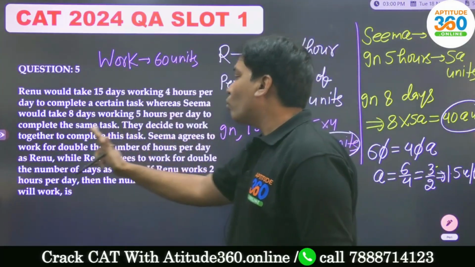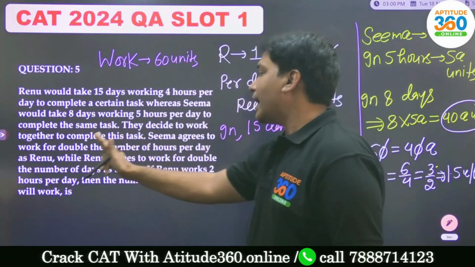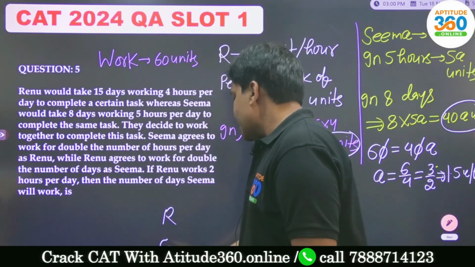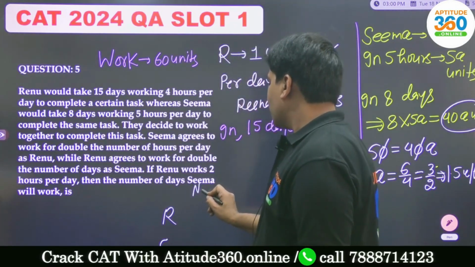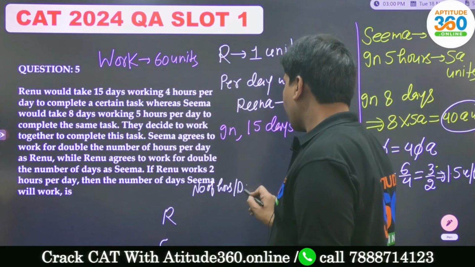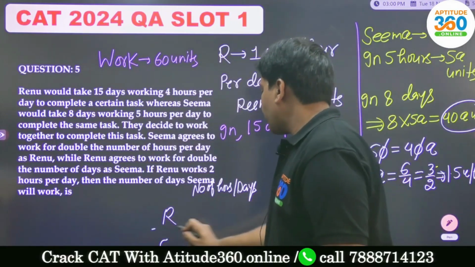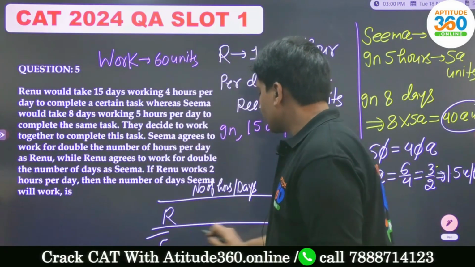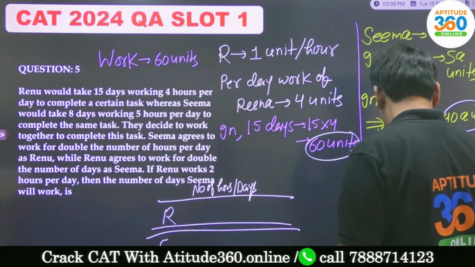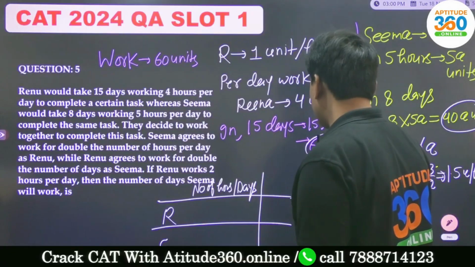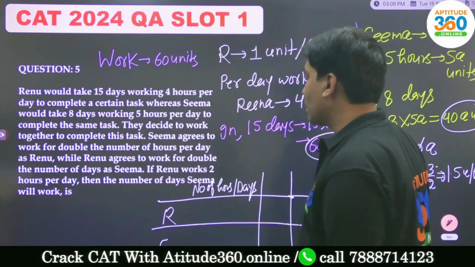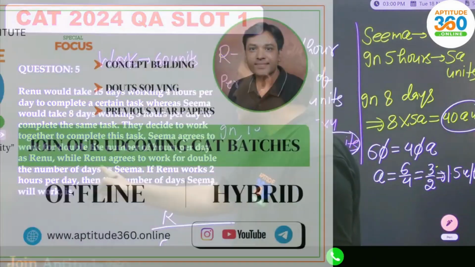Seema agrees to work for double the number of hours per day as Reena. So we have got Reena and Seema, and the number of hours per day. And then Reena agrees to work for double the number of days as Seema.